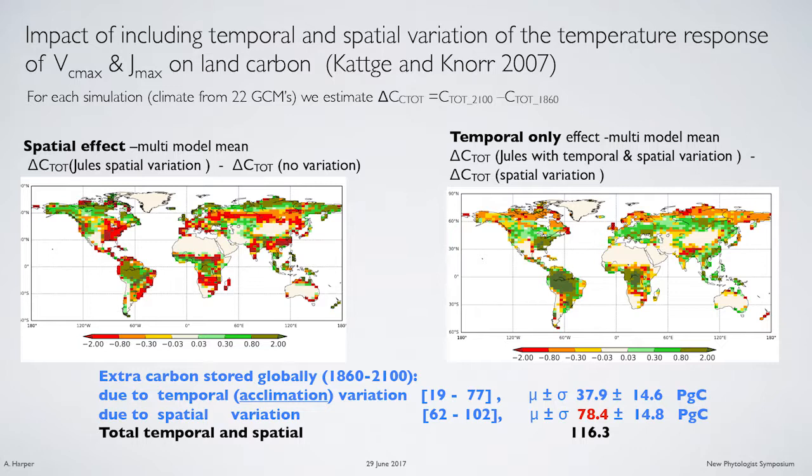And so what you see is there are two ways of representing this adjustment of the optimal temperature. There's a spatial effect, so you can have spatially varying optimal temperatures that are just static in time. And then you can also allow the model to adjust that optimal temperature as the climate evolves. So the left shows what happens with just the spatial effect only across these 22 GCMs, and the right shows the difference between the simulation with spatial only and a simulation with the temporal and the spatial variation. So basically that shows the impact of the temporal variation in the optimal temperature.